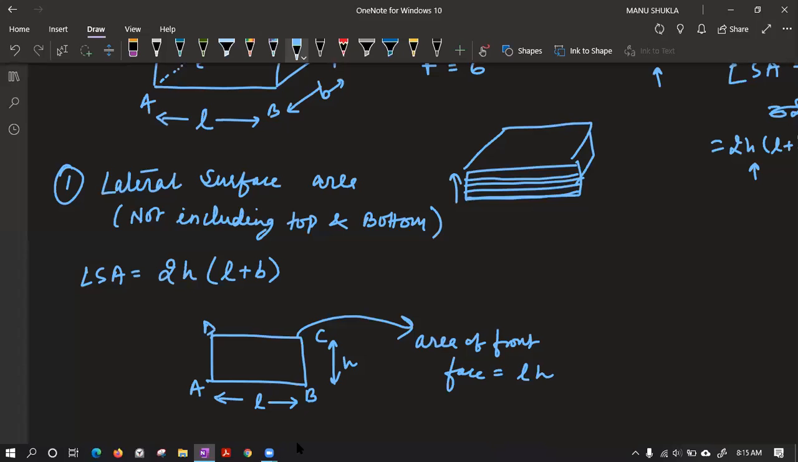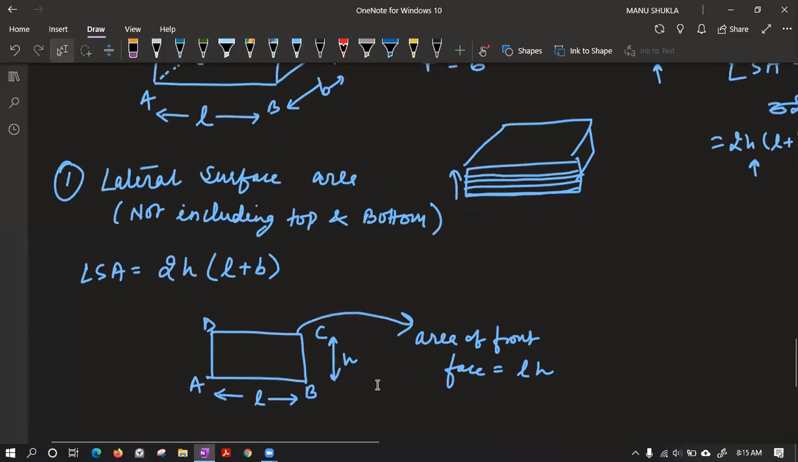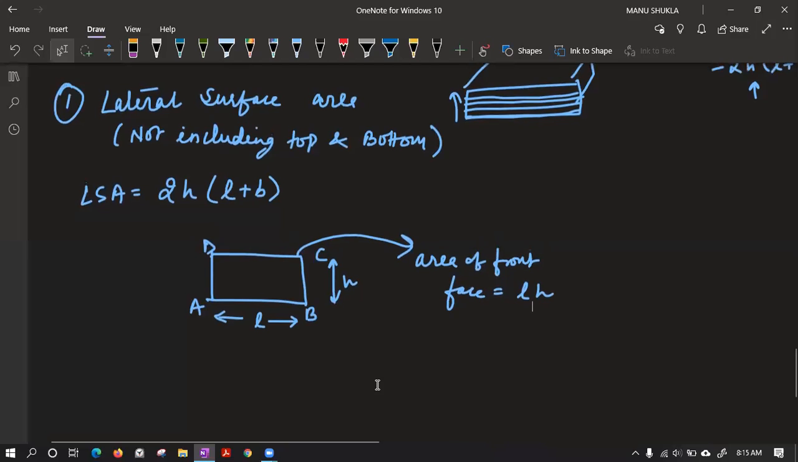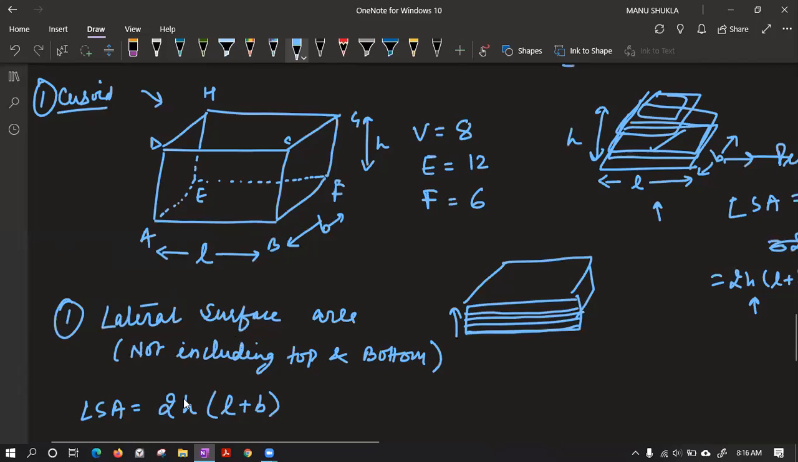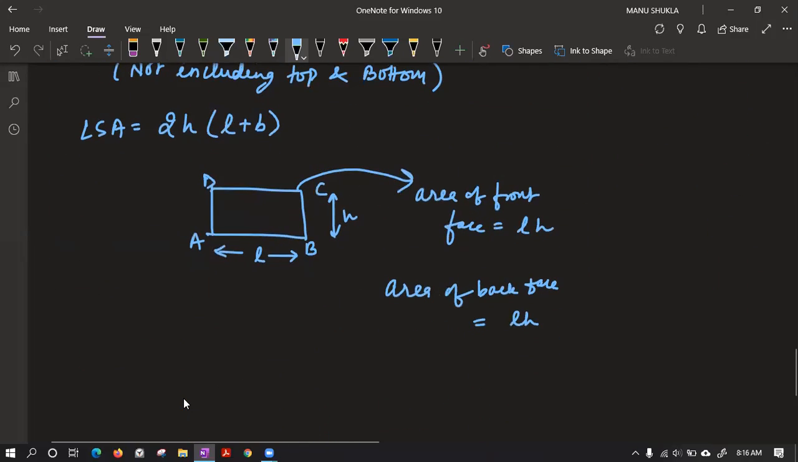Then if the area of the front face is L into H, what is the area of the back face? Are they both the same? Yes, they are the same. So the area of the back face is very simple, and that is also LH. Now comes the side faces. Class, now we will discuss the side face. What is the name of the side face? It is AEHD.